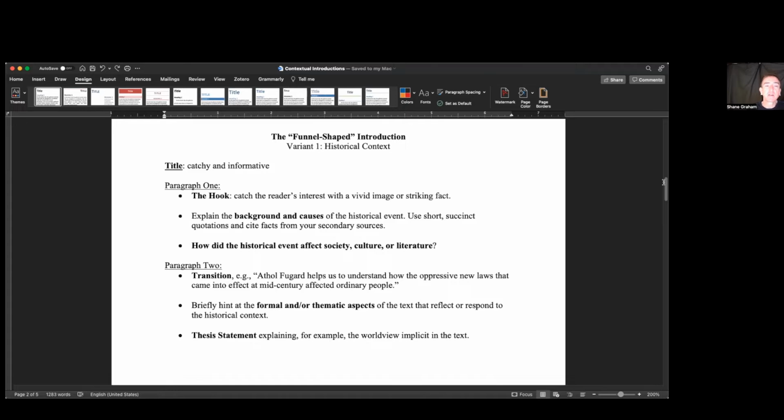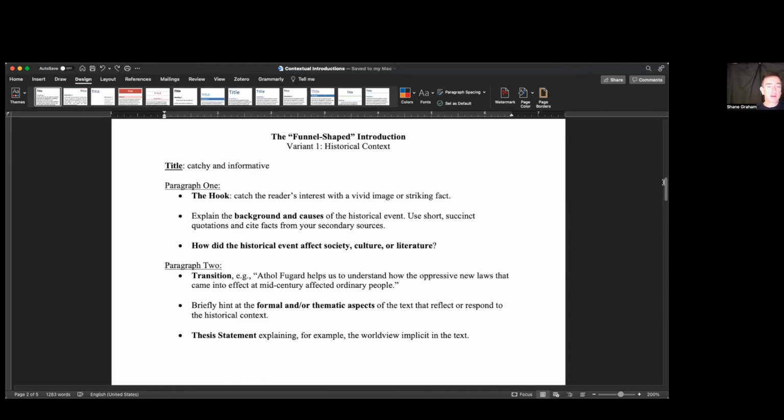And in that sentence, you're explaining the backgrounds and the causes of the historical effect. This might be a place to bring in some of your secondary research, using short, succinct quotations, citing facts from secondary sources. That can all be a really effective way to address the requirements for a research paper while also using it productively to give your reader larger context. And then conclude that first paragraph by summarizing how the historical event affected society or culture or literature or the particular author that you're studying, which then gives you the opportunity in paragraph 2 to bring this to bear on the particular text that you're writing about.